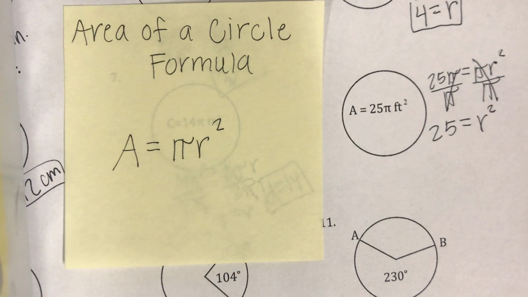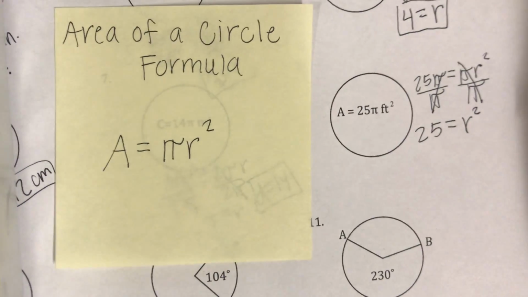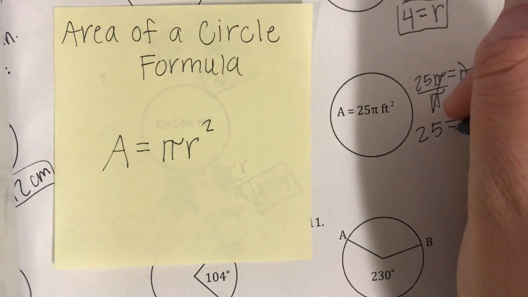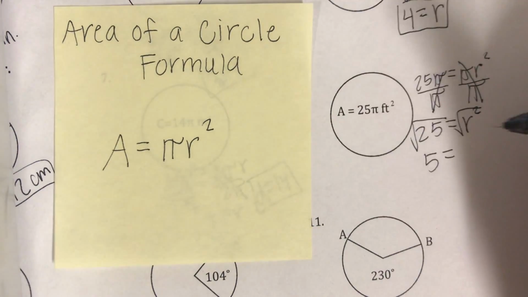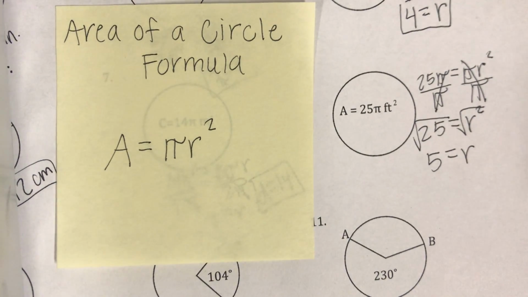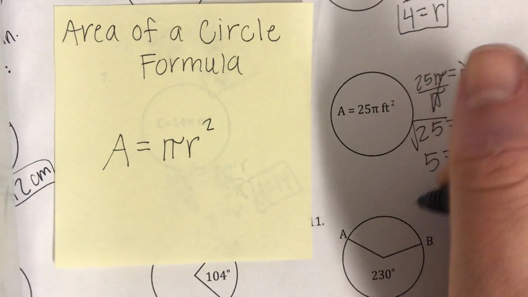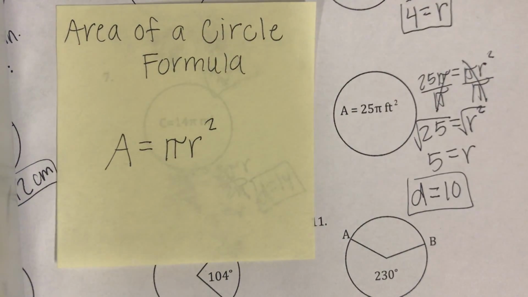Back to the problem. We need to solve for r. So we have r squared, but we want r. So to undo our exponent of 2, we take the square root of both sides, and we get 5, because the square root of 25 is 5, is equal to r. But remember, that's not our answer, because it asks for diameter. So to get the diameter, we multiply by 2, or we just do 5 plus 5, which is 10. So our diameter equals 10.